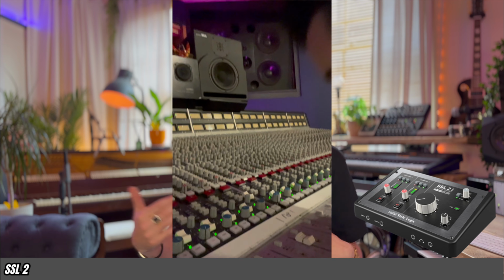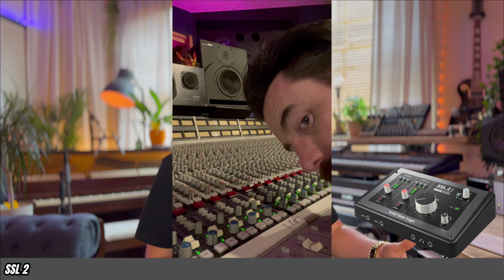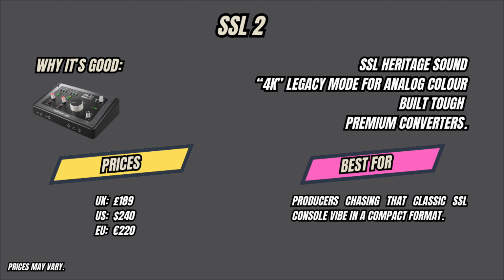It's got something called Legacy 4K. So 4K was a series of consoles that SSL used to make, and it adds a little bit of vintage flavor now, which is pretty cool. They're very, very well built. And this is for anyone who wants a little bit of that analog studio tone.